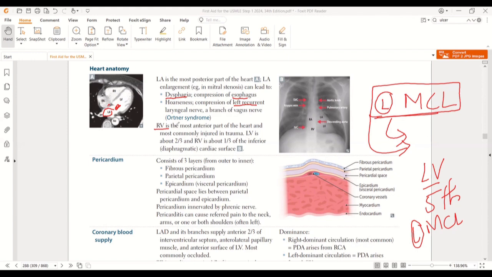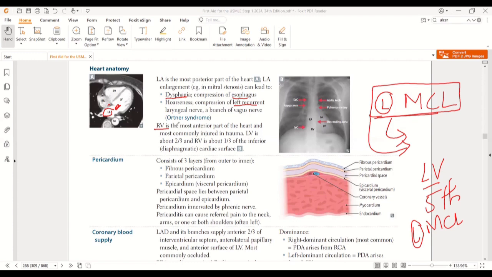One more thing. Anything that dilates the left atrium will lead to what kind of cardiac problem? Atrial fibrillation, right? Atrial fibrillation.